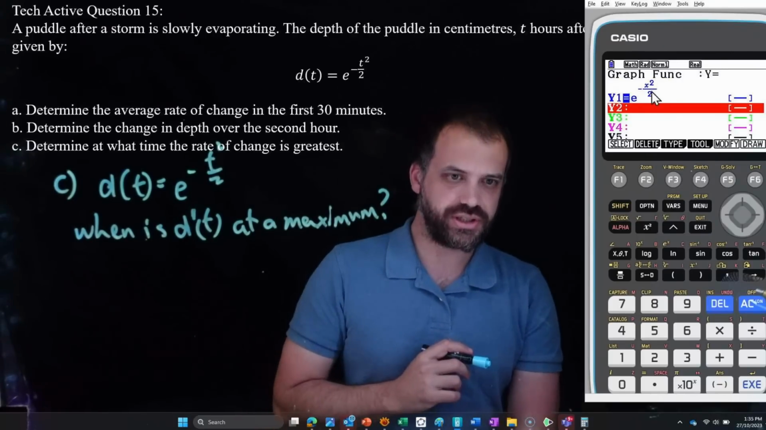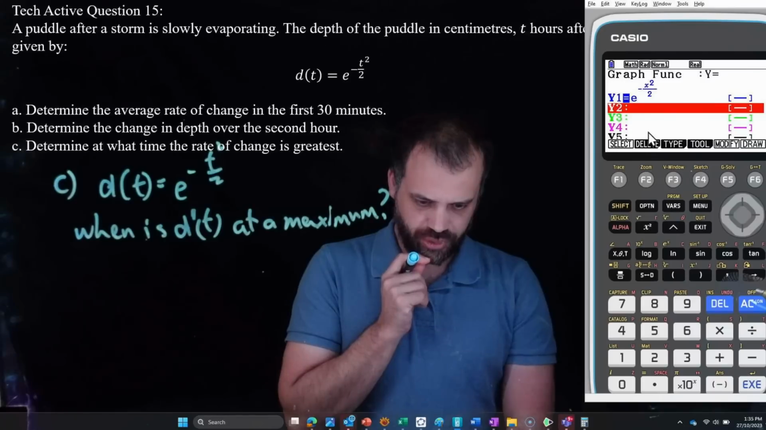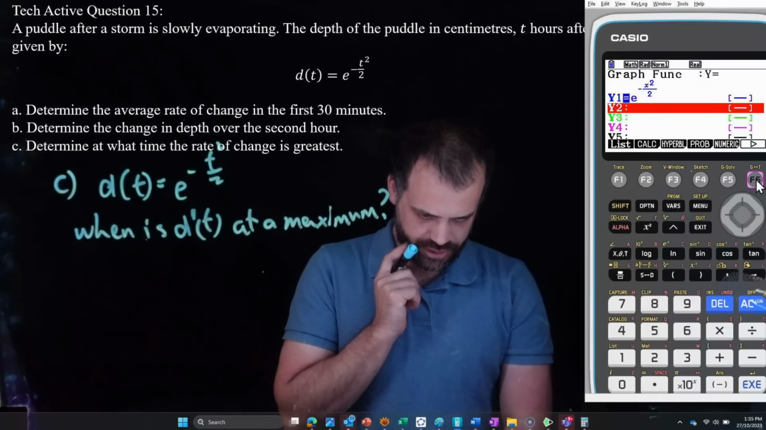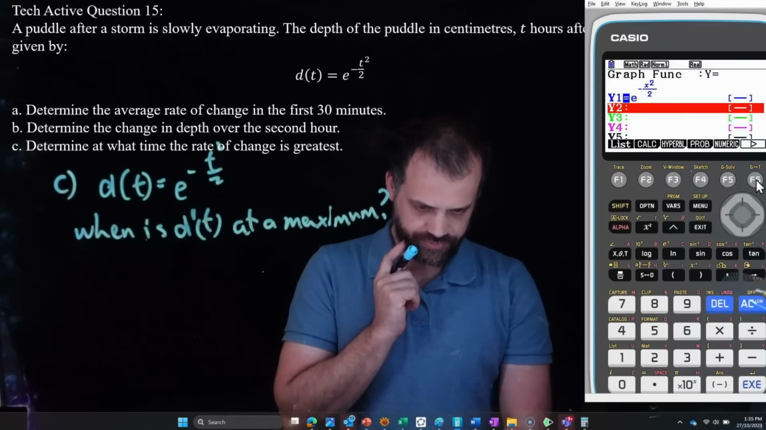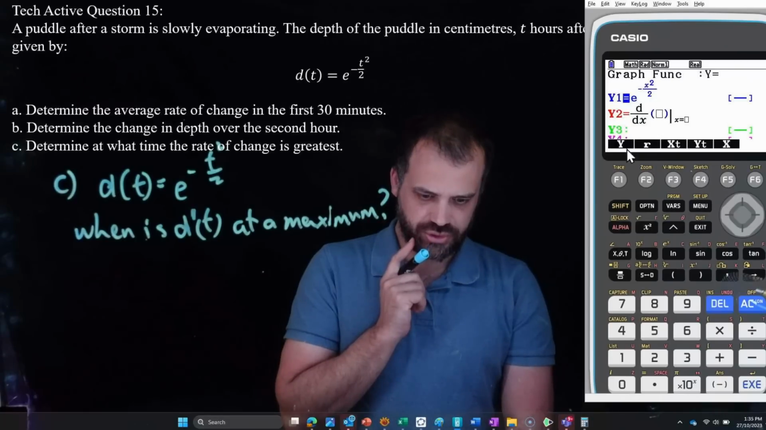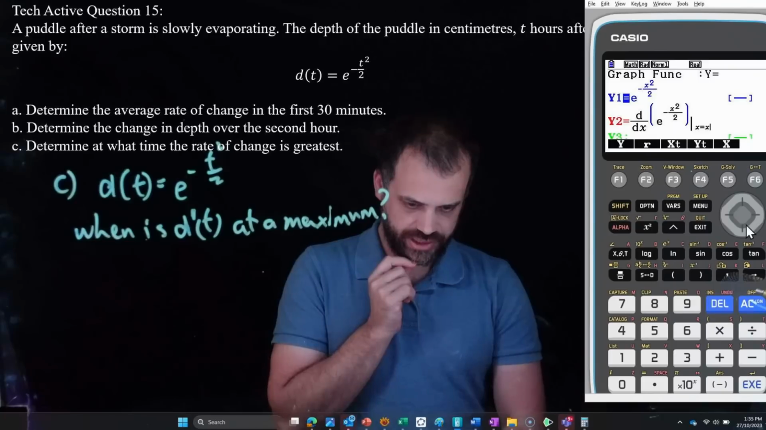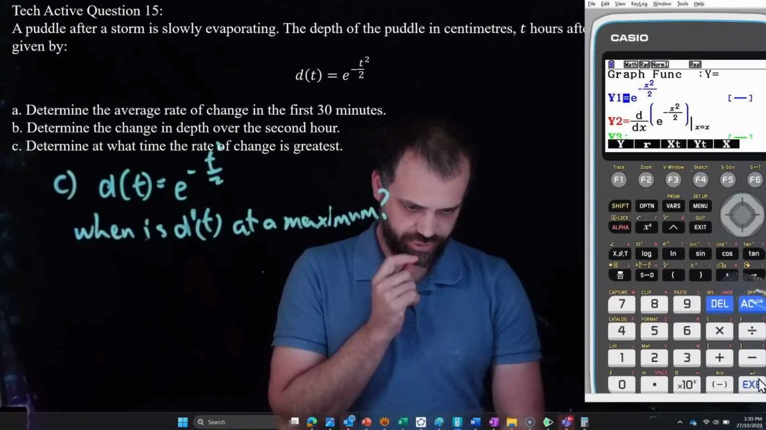And this function here, I'm going to put it in one more time, but this time I'm going to do the derivative. I think it's calc. There it is. I'm going to do the derivative of this function right there. Okay, so I've typed that in. It's going to be our red function when we actually draw it.